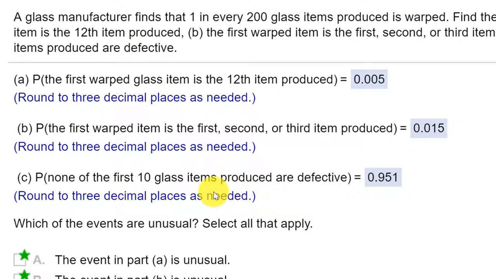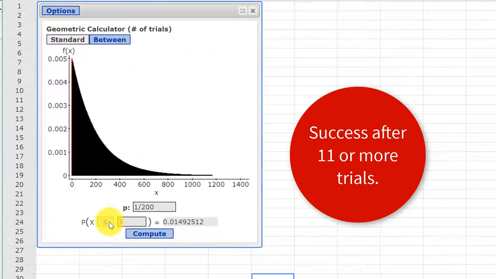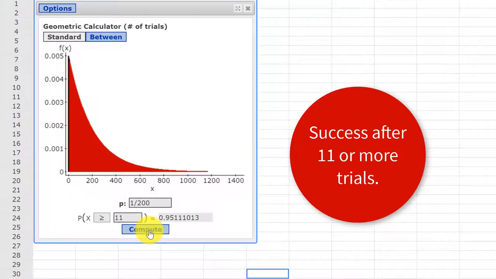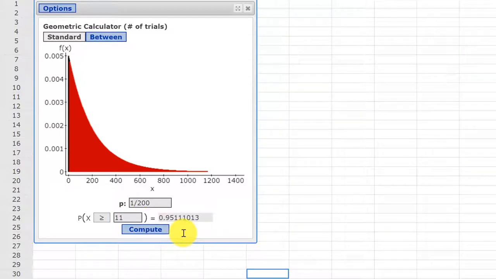Part C is none of the first 10 items are defective. Well, if none of the first 10 items are defective, that means our event could happen after the 11th item, the 11th trial. So we want to put greater than or equal 11. And that gives us a probability that the first event, the first success, which in our case is a warped glass item, occurs on trial 11 or greater, and that's 0.951, which is the answer they want here.